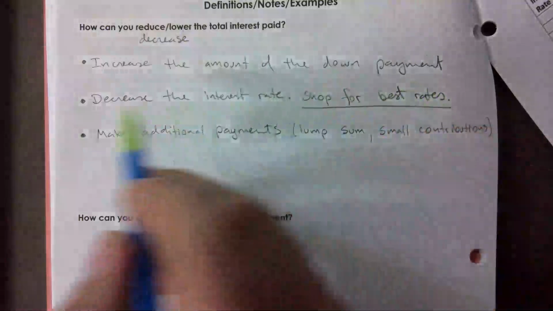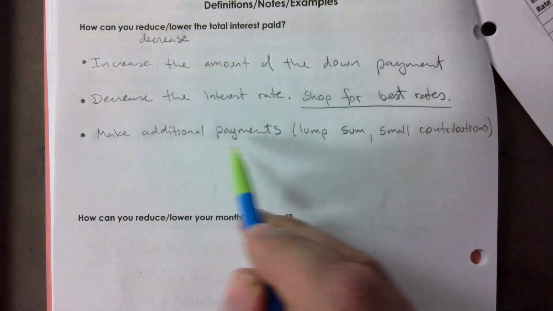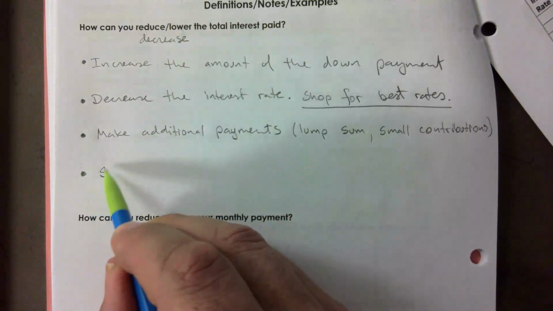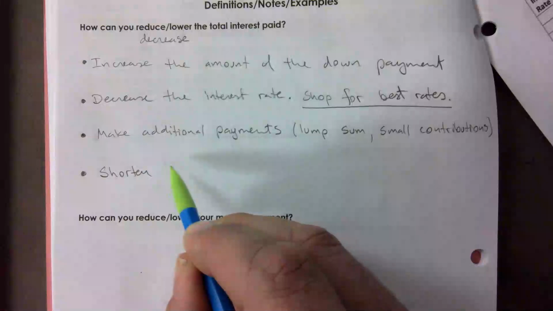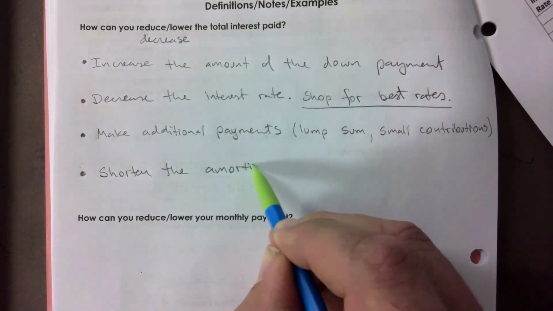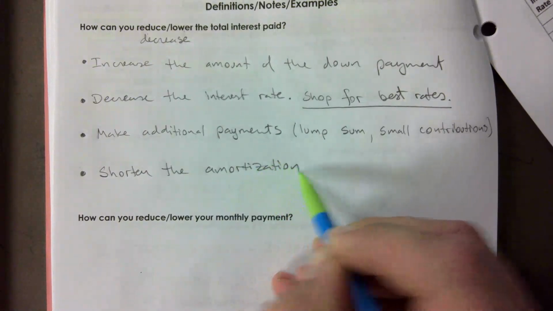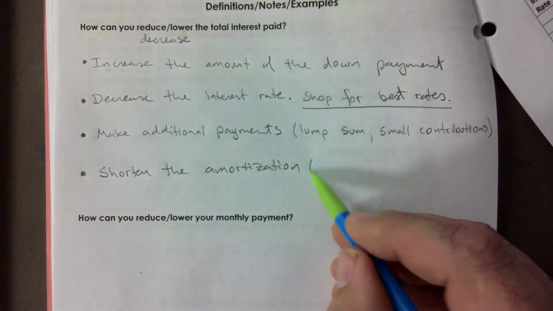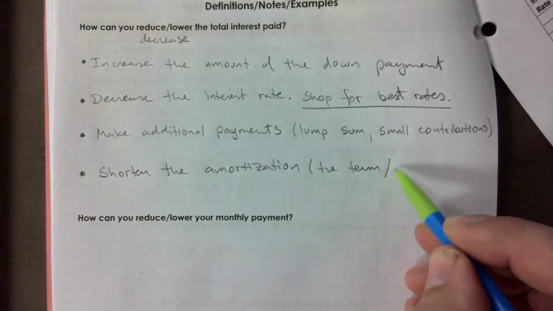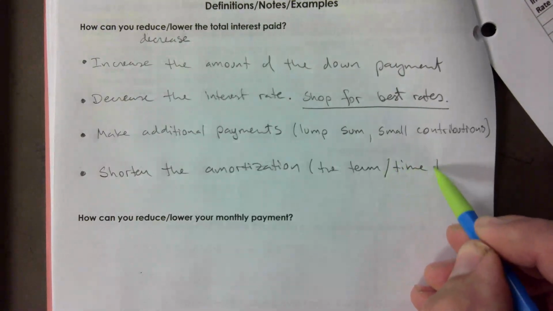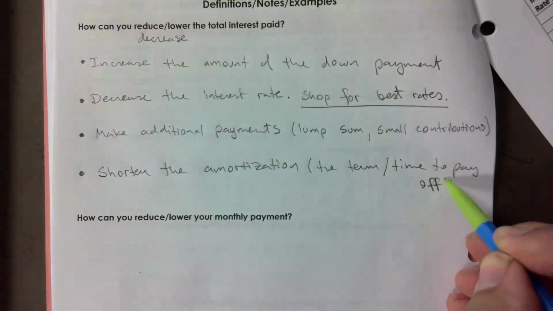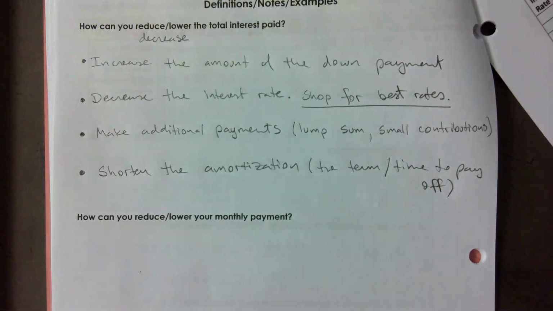Increase the amount of the down payment, decrease the interest rate, make additional payments, and here's the last one: shorten the amortization, the term or time, okay, to pay off. That's the last one that I'm going to give you.